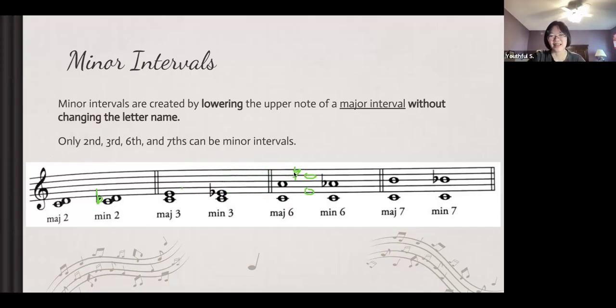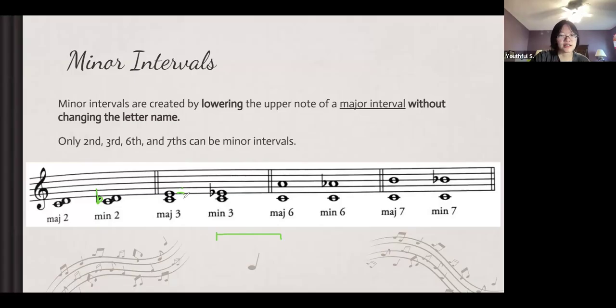But in any case, whenever you want to lower the upper note, always use a flat. So don't change the letter name. Don't be like C and D sharp, because that's not a major or minor interval. It's its own thing. So never change the letter name, because that also changes the size of the interval and the quality of it as well. So the only way you can get minor intervals is by making a major interval smaller without changing the size.